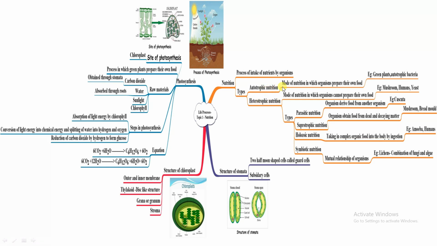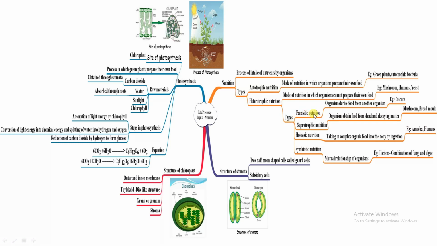Autotrophic nutrition is the mode of nutrition in which organisms prepare their own food. Example, we have green plants and autotrophic bacteria. Heterotrophic nutrition is a mode of nutrition in which organisms cannot prepare their own food. Example, mushroom, humans, yeast. There are different types of heterotrophic nutrition.